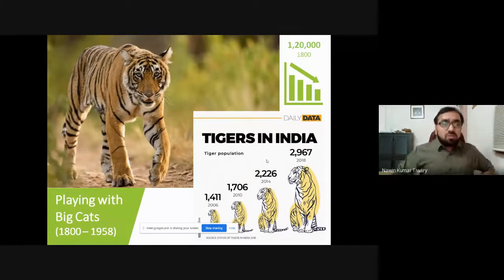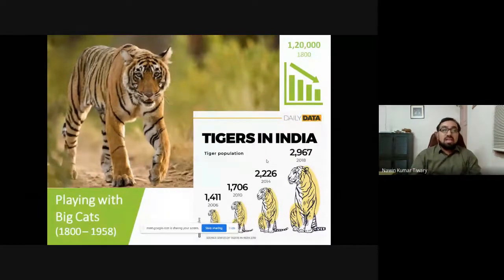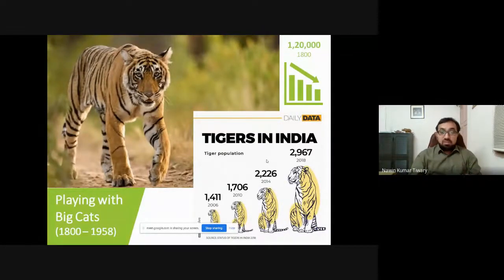Now, the second story that we're going to talk about in this series is playing with big cats. How we have played with big cats, and here we take the example of a very active species, the national animal of India, the tiger. So what we did with the tiger, and where are we? You will see this graph, the growing number of tigers over a period of time in India, starting from 2006 when we had around 1411 tigers, till today when we have roughly 2967, around 3000 tigers in India, and we feel very good about it.